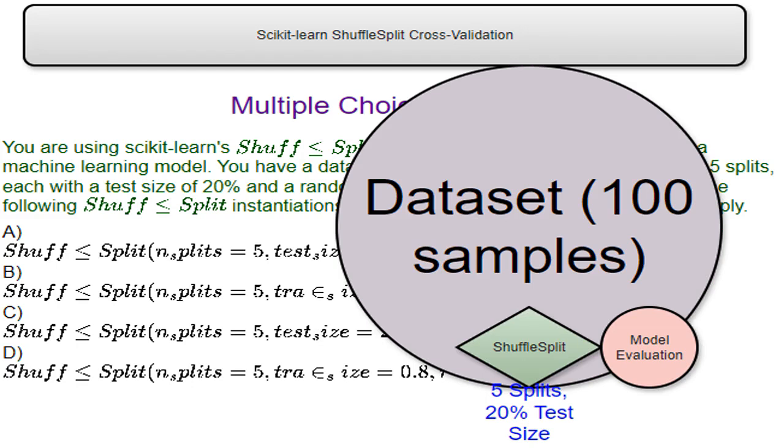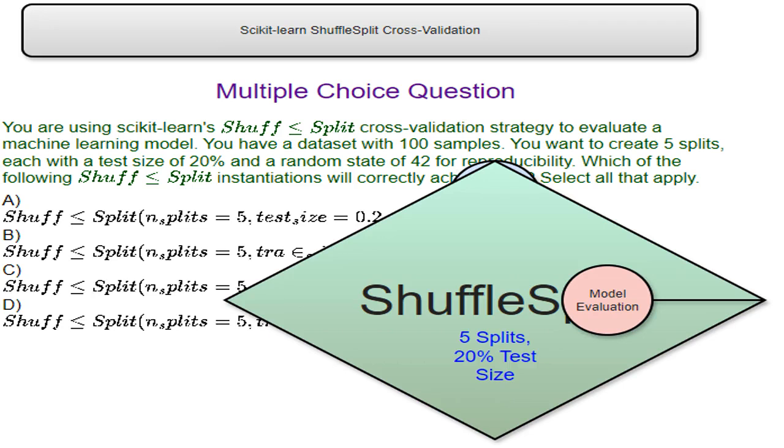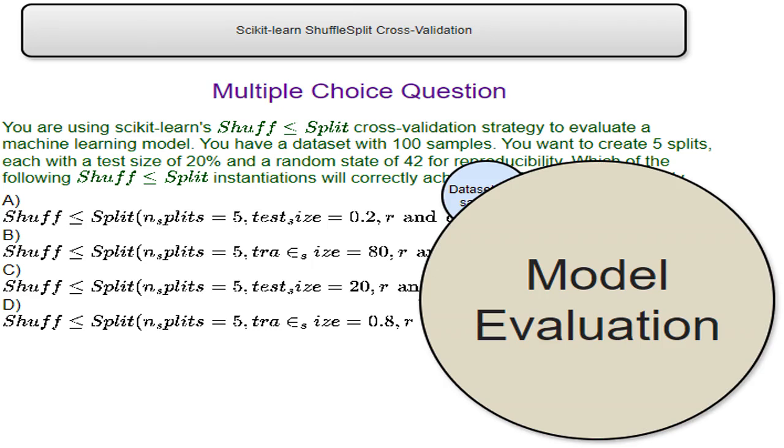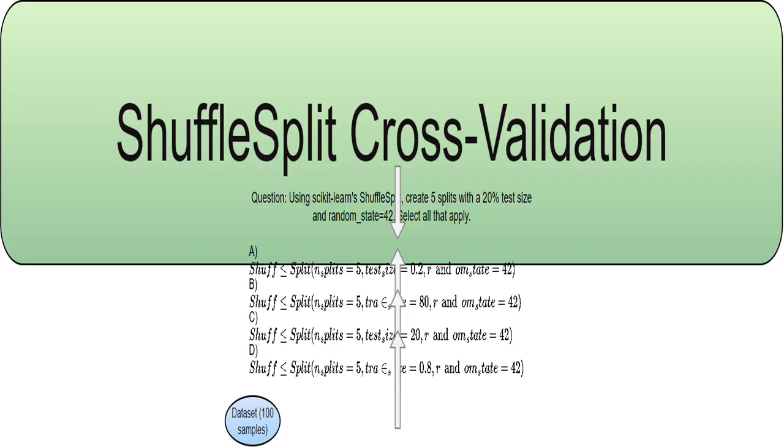The question involves a dataset that contains 100 data points or samples. ShuffleSplit is the specific cross-validation method from Sklearn being used here. The goal is to create 5 separate test splits of the data, with each test set being 20% of the total dataset size. The whole exercise is about evaluating the performance of a machine learning model using ShuffleSplit for cross-validation. I'm using ShuffleSplit, a tool from Sklearn, for cross-validation. It's like a smart way to split my data into training and testing sets multiple times, ensuring that my model generalizes well.